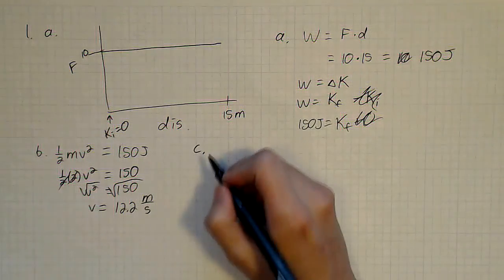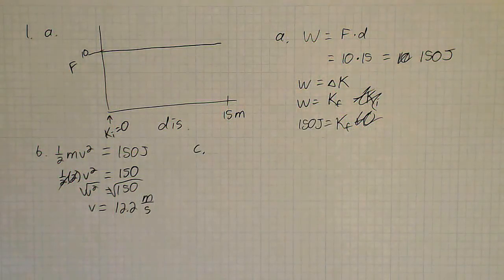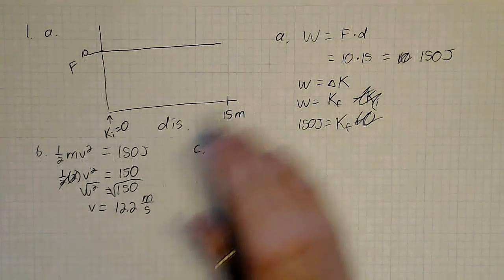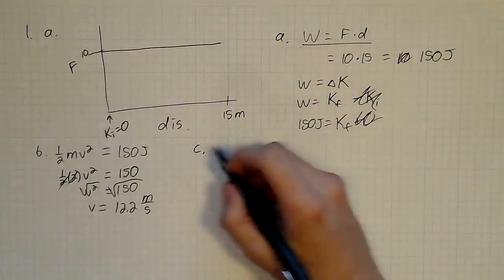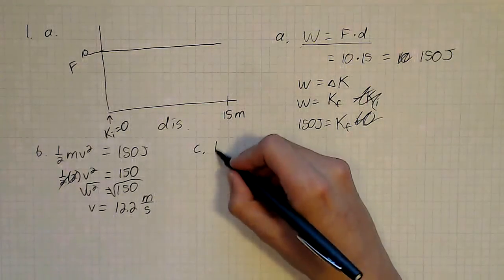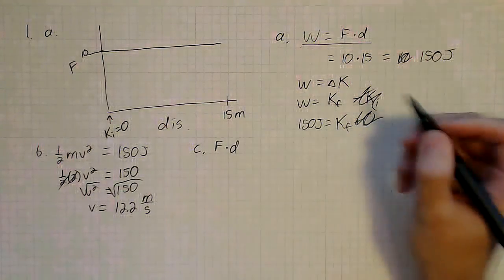Now part C says, what simple technique did you use to determine the kinetic energy of the object? Why it doesn't ask this as part of part A is beyond me, because part C is basically asking, how did you do part A? And the answer is you used work equals force times distance. So that is your simple technique.